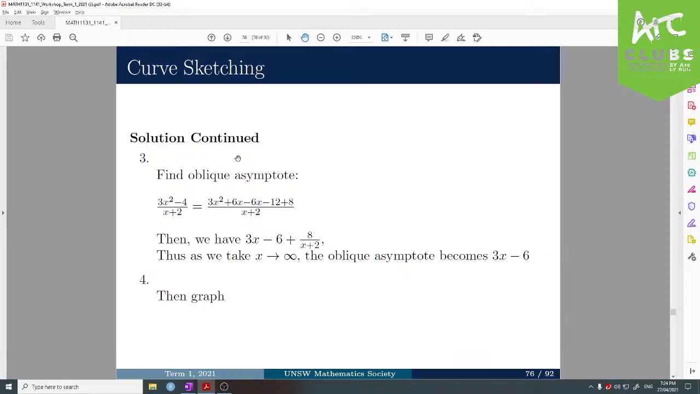So 8 on x plus 2 doesn't necessarily exactly go to 0, but it gets very, very small, to the point where it's insignificant in comparison to 3x minus 6.